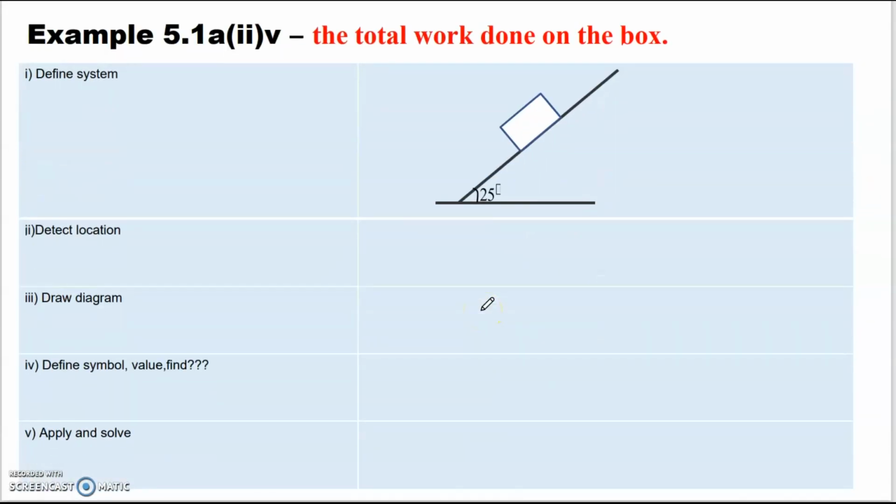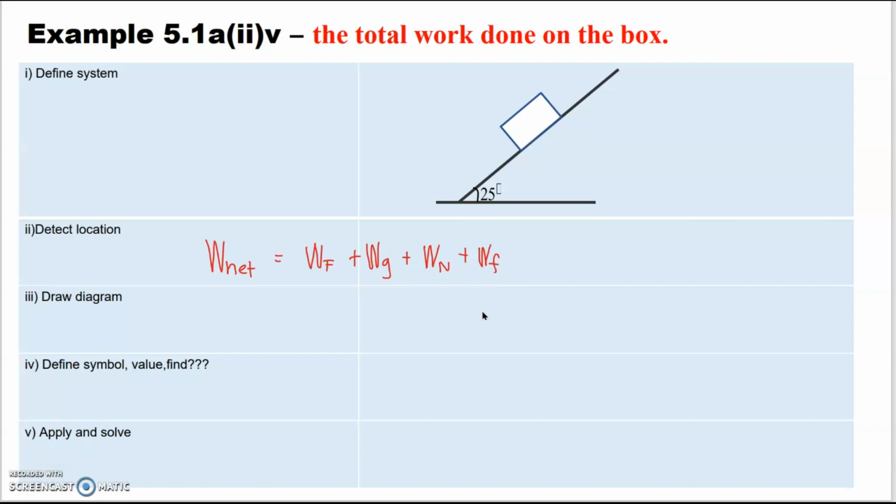Next, we are going to calculate the total work done on the box. We calculate the net work, which is equal to WF plus WG plus WN plus Wf. This is all the work done. Substitute all the values: plus negative 315, plus 0 for the normal force, and plus negative 323.16. Here we go, we have about 223 joule.